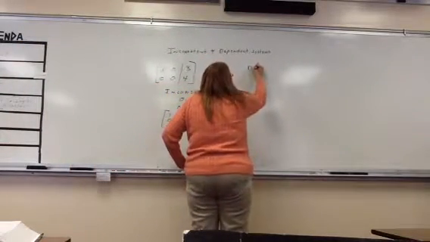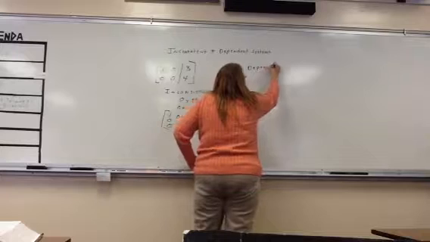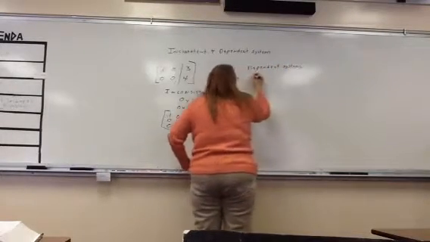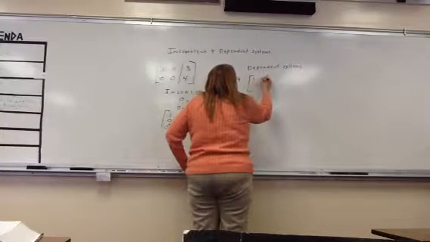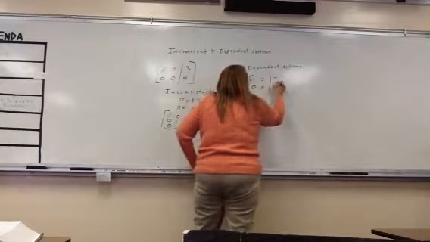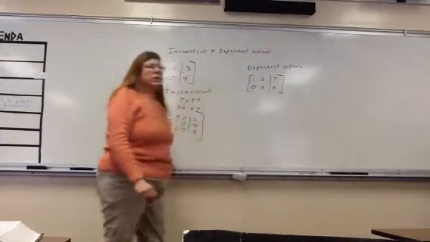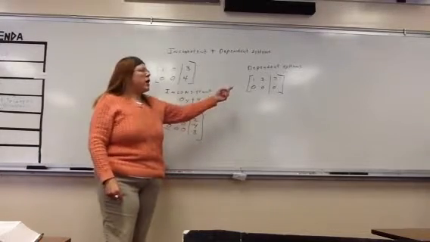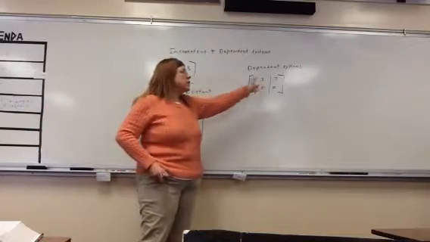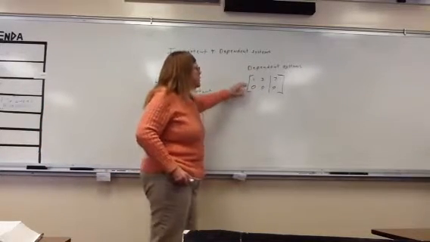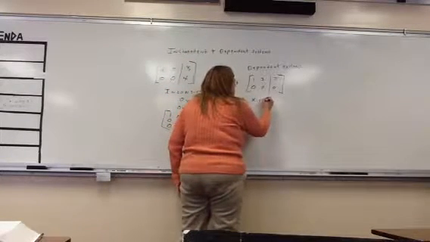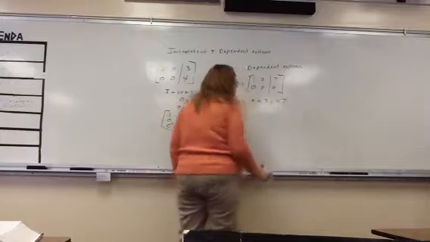Dependent systems, they're going to work out to where the bottom is true. So where 0, 0, 0, that's true. So this system is a dependent system. This means that x plus 3y equals 7.